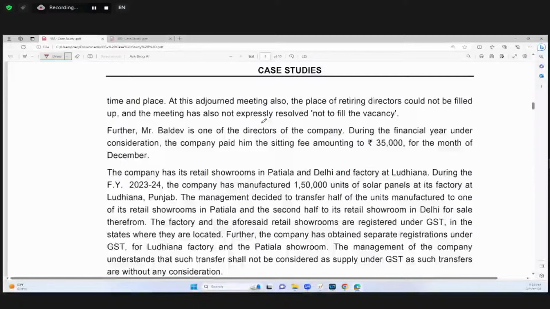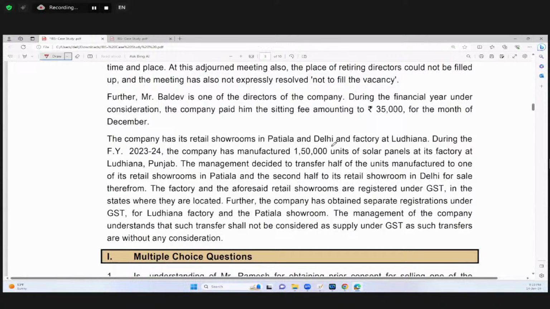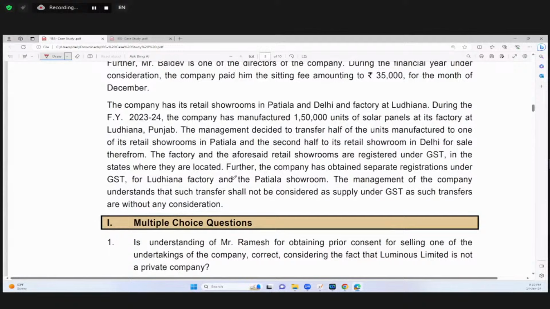Students, the company has, in its next para, the last para of the case study, its retail showrooms in Patiala and Delhi and a factory at Ludhiana, Punjab. During the financial year 23-24, the company has manufactured 150,000 units of solar panel at its factory at Ludhiana, Punjab. The management decided to transfer half of the units manufactured to one of its retail showrooms in Patiala and the second half to its retail showroom in Delhi for sale therefrom. So the factory and aforesaid retail showrooms are registered under GST. So this is a clear cut GST matter in the states where they are located. Further, the company has obtained separate registrations under GST for Ludhiana factory and Patiala showroom.